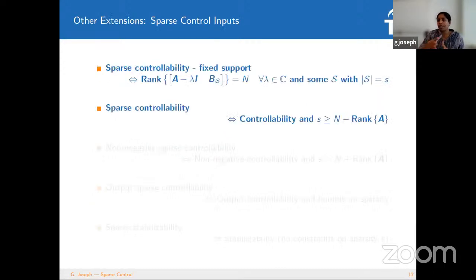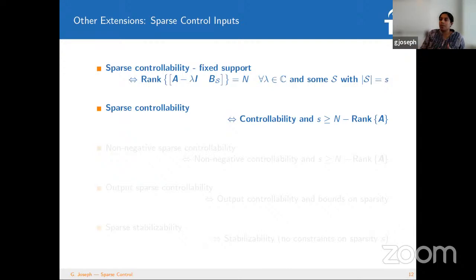This is a summary of what we discussed so far. We started with sparse controllability with fixed support. And we said when it's a fixed support case, we should check the PBH test for the reduced system, where we replace B with B_S, where S is the support of the control input, the fixed support of the control input.